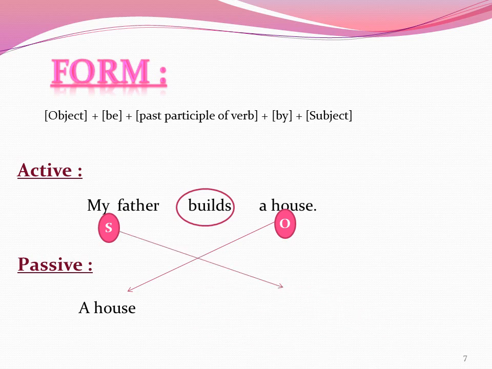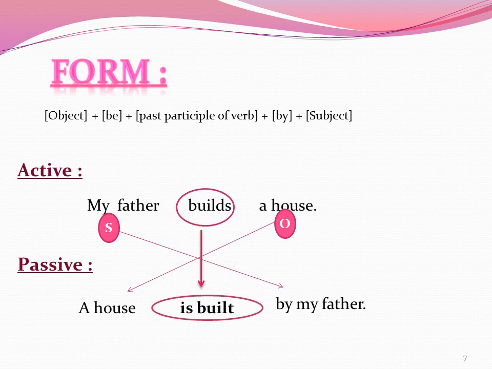Then we take father in the place of the house, adding before it, as in the rule, the preposition by. And the verb is changed into verb to be plus past participle. How to choose verb to be? According to the object I put. A house, what does it take? It takes a, is, or was, and the verb is in simple present. It has an s, so it takes is. So the sentence becomes, a house is built by my father.